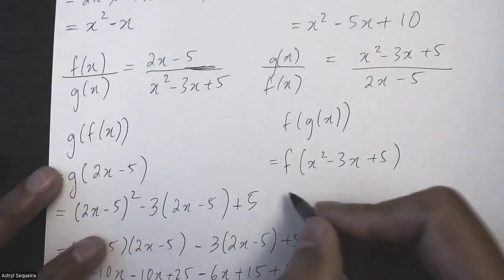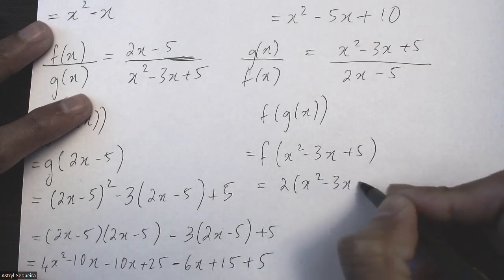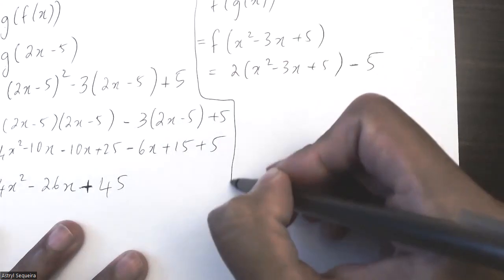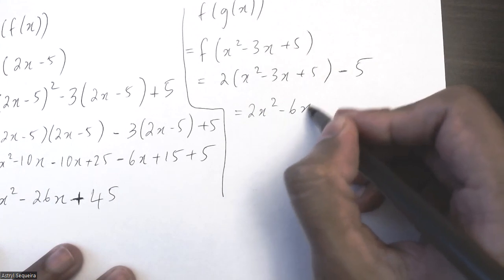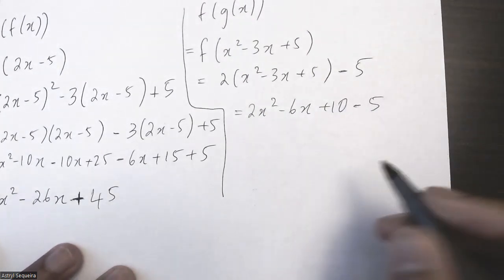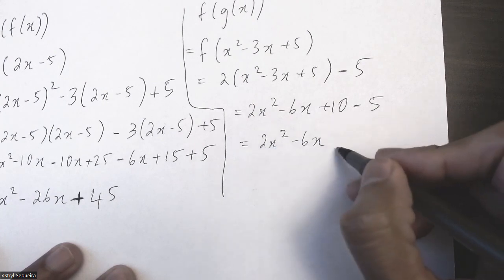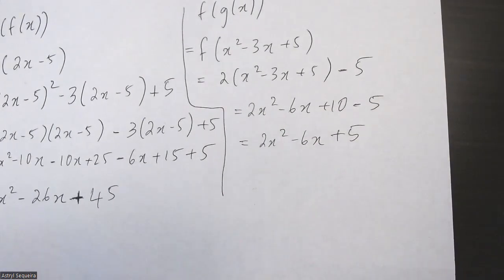And then I'm going to replace the f with the f function over here. So I'm going to replace this x with this entire function here. So I have 2 times x squared minus 3x plus 5, and then I have a minus 5 left over. Now I just have to expand this and simplify it. If I want to expand, I'm just going to multiply the 2 into the bracket. That's 2x squared minus 6x plus 10 minus 5. And last is combining like terms, which are only these two terms over here, which come out to plus 5. And that's my final solution for this question.